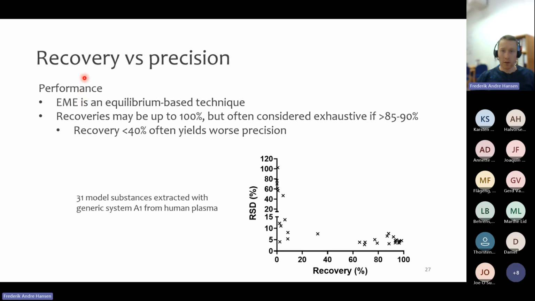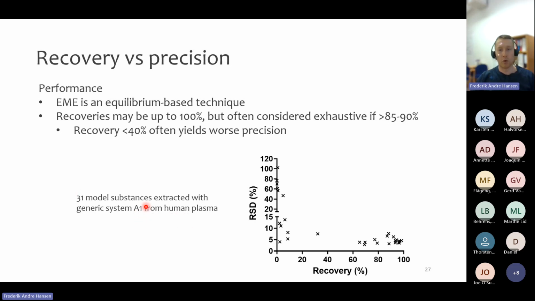So, of course, you can see that we can get high recoveries, but people often ask, is it repeatable, or is the precision good? And for this, we have taken a system where we have designed this to extract acidic substances, and this is from human plasma samples.